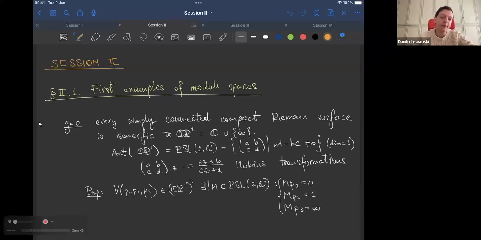And then we saw the stratification of M_{g,n} bar, and we computed in some examples, and some examples are given as exercises.